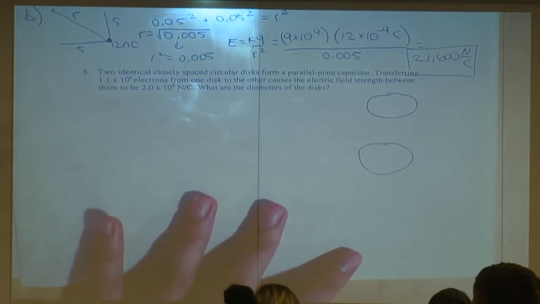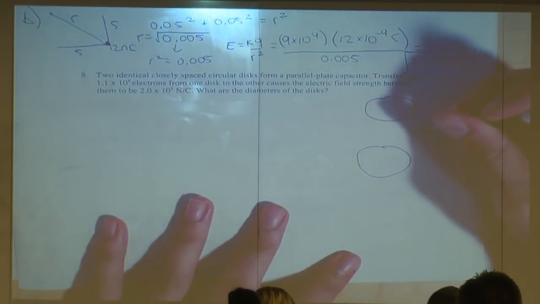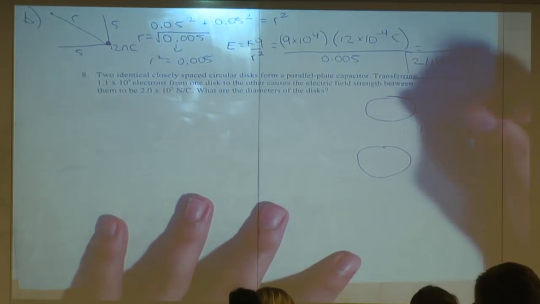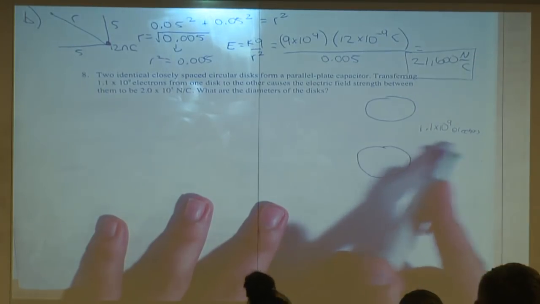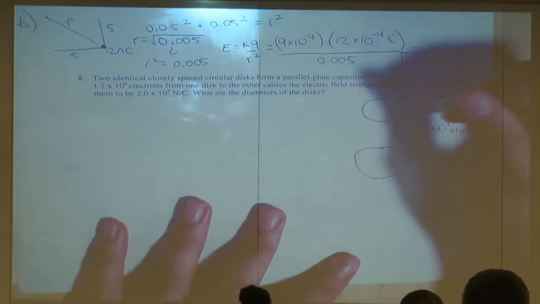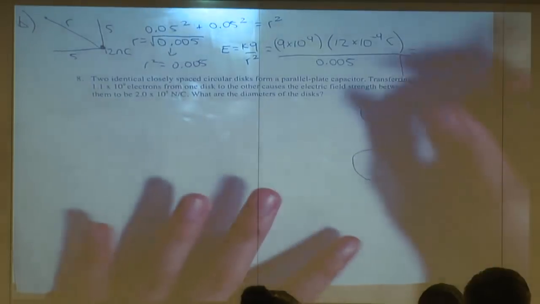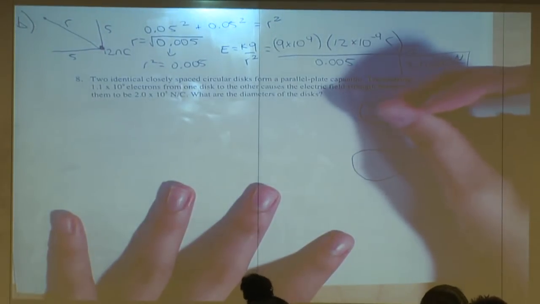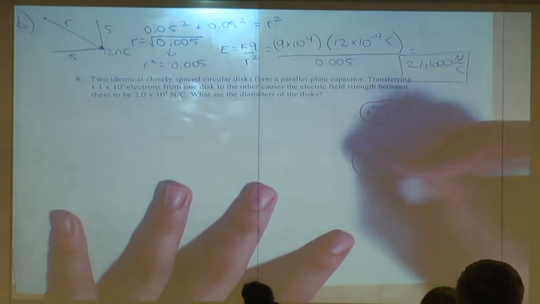Transferring 1 times 10 to the 9th electrons from one disk to the other. So I'll just write 1 times 10 to the 9th electrons. Sorry if you can't see it, but that's just electrons. From one disk to the other causes the electric field strength between them to be 2 times 10 to the 5th newtons per coulomb. So if these are parallel plate capacitors, one of them has to be positive and the other one has to be negative. So I'll just make this one positive, because in this one the direction isn't important since they don't specify, but just for the sake of solving.